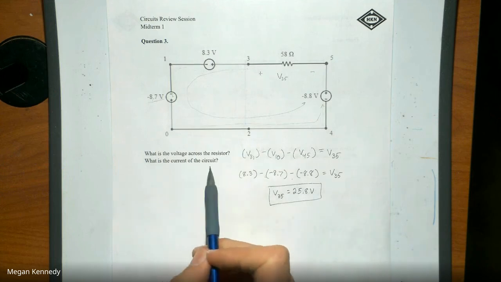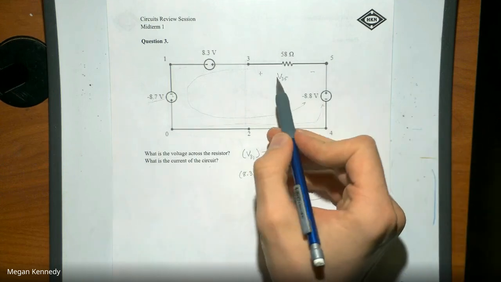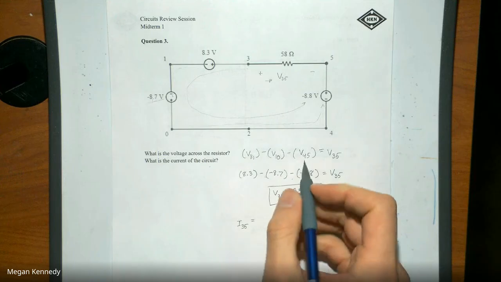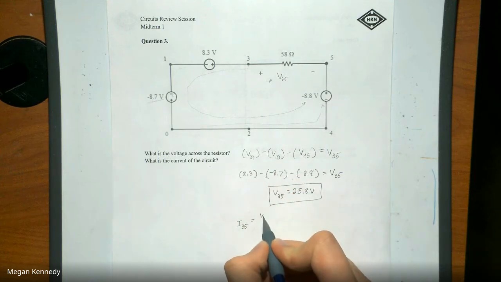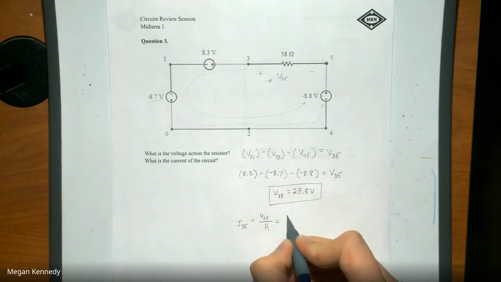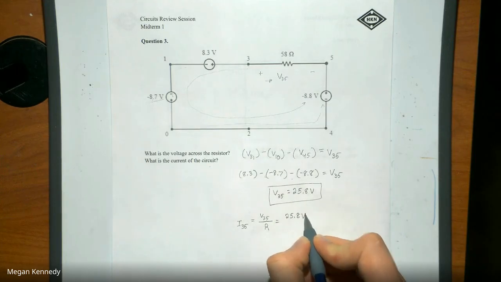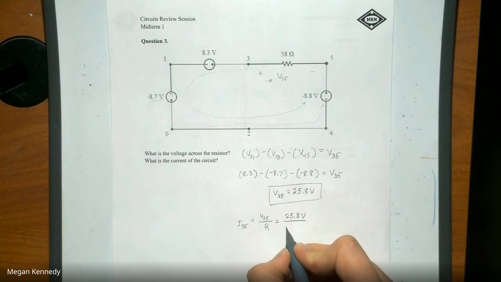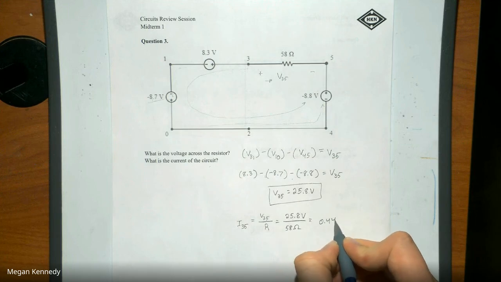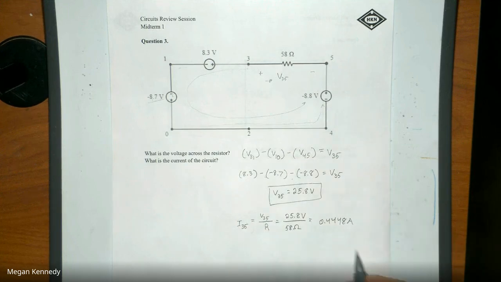So now I'm asked to find the current through the circuit. In this case, let's go through this resistor here. So we have I35 is equal to the voltage across our resistor, V35, divided by our resistance. Plugging in the numbers, we have 25.8 volts divided by 58 ohms. And that gives us 0.4448 amps, or if you convert that into milliamps, 444.8 milliamps.